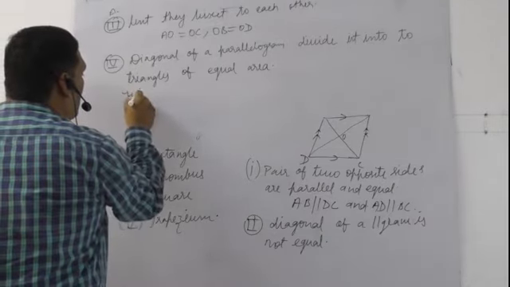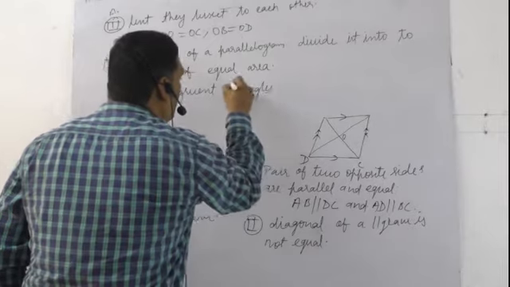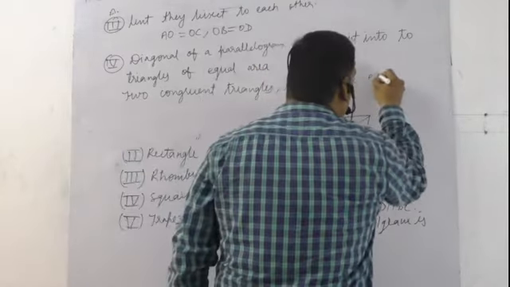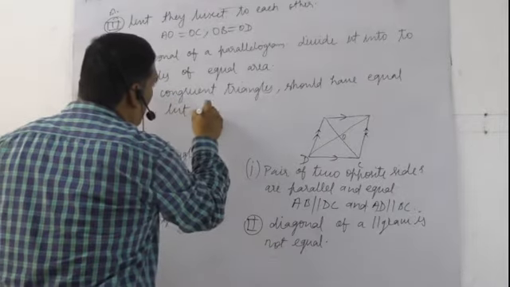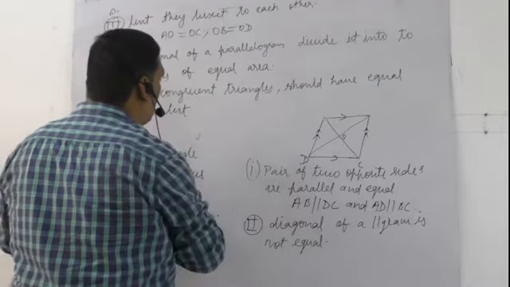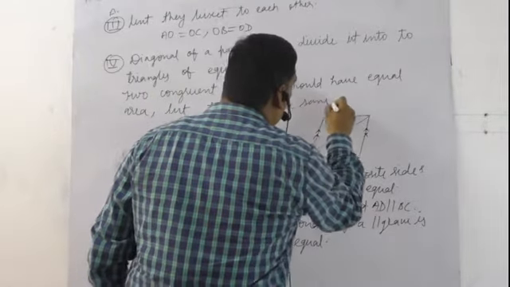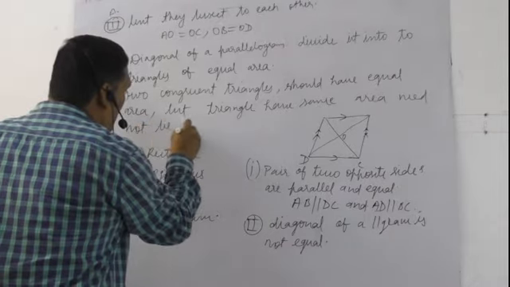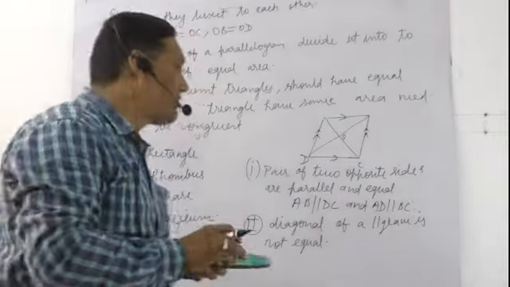Two congruent triangles should have equal area, but two triangles having the same area need not be congruent. ये तो एक्स्ट्रा कॉन्सेप्ट है अबाउट ट्राइंगल्स, अबाउट कॉन्ग्रुएंसी. We will discuss early.